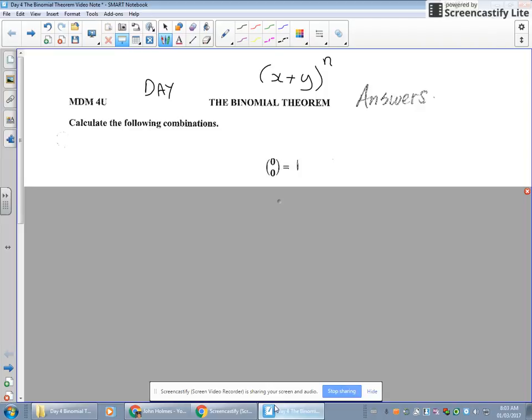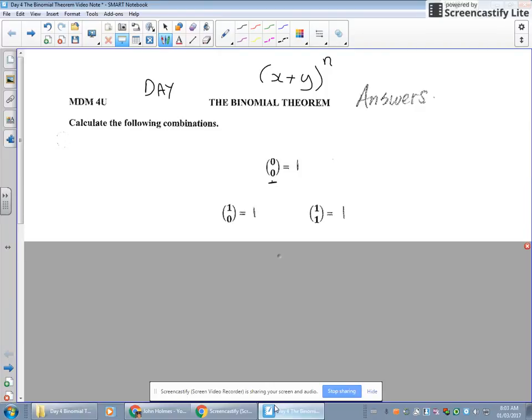Remember that in bracket form here, bracket 0, 0, this is referring to a combination type question. It's the same thing as saying we have 0 items. How many ways are there to choose 0 items from 0 items? Well, I can choose nothing. So there's one way to do that. This is a situation where I have one item, and I want to know how many ways can I choose nothing from that. Well, I can choose 0, or I can choose one item once, so that's 1.